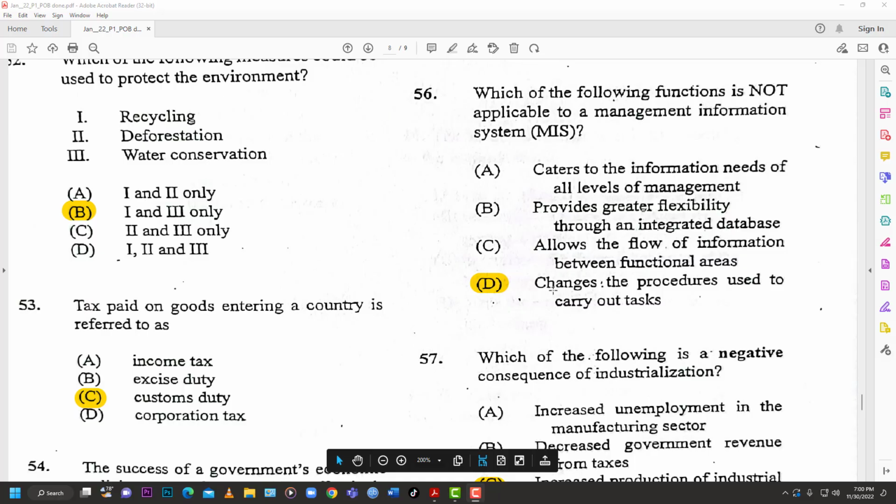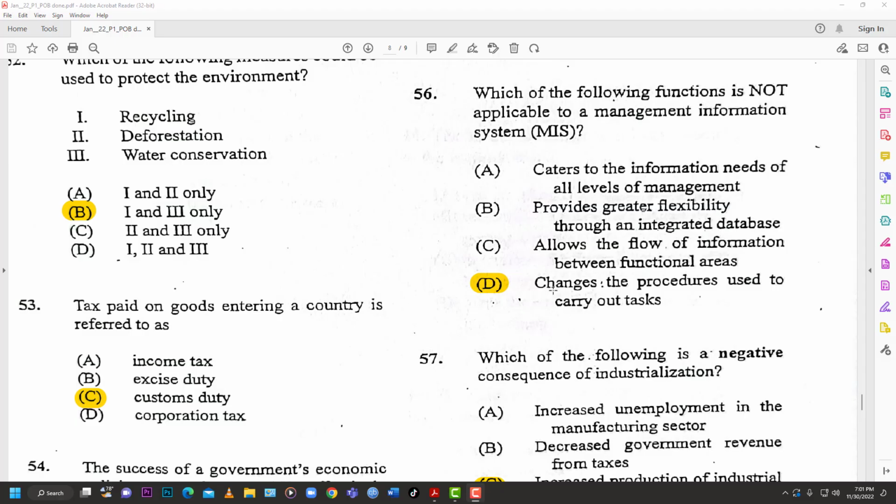56. Which of the following function is not applicable to management information systems? So you have catered to the information needs of all levels of management, check. Provides greater flexibility through an integrated database, check. Allows the flow of information between functional areas, sorry. So that's production, operation, finance, all those different areas in the business. D, change the procedures used to carry out tasks. So the answer is D, because you don't use the MIS to change procedures.